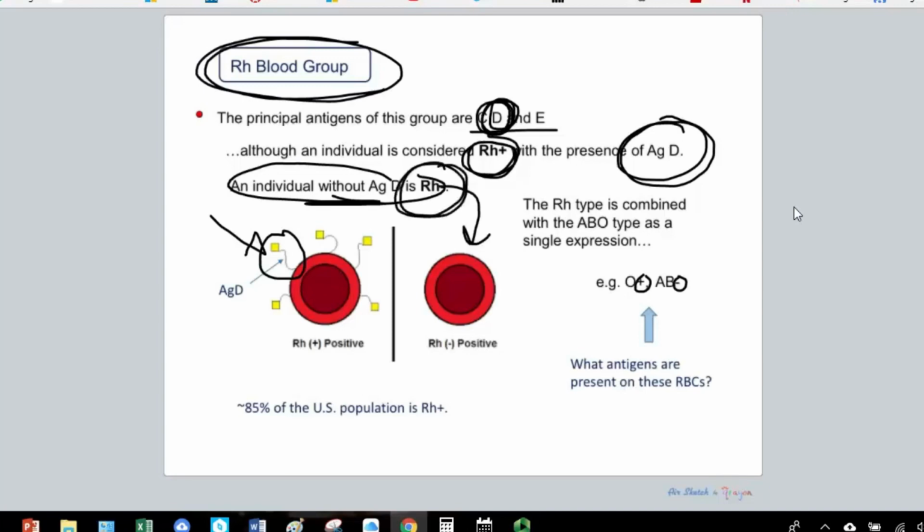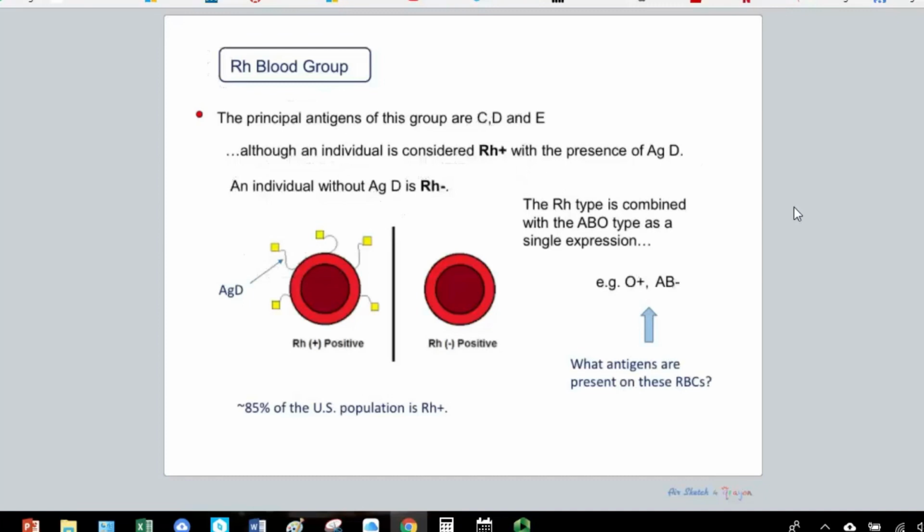And what you do is you combine the RH blood type, the positive or the negative, with the ABO group into a single expression. So type O positive. What does the positive mean? The positive means that we have a D antigen. AB negative. What does the negative mean? The negative means that we do not have the D antigen on there.